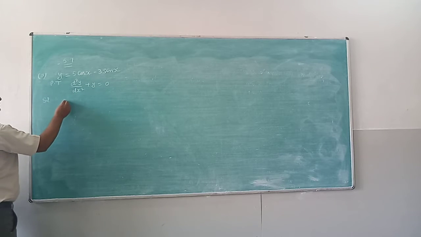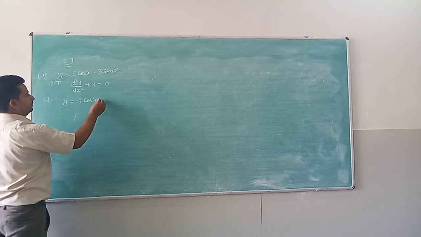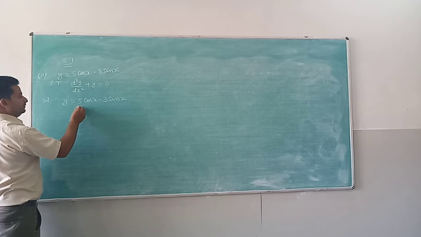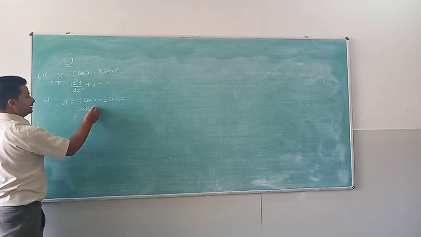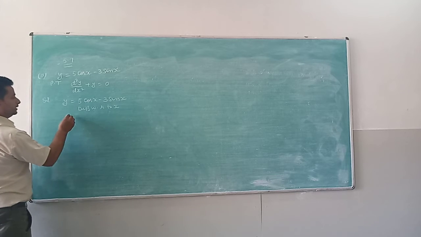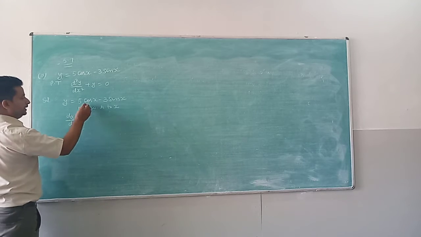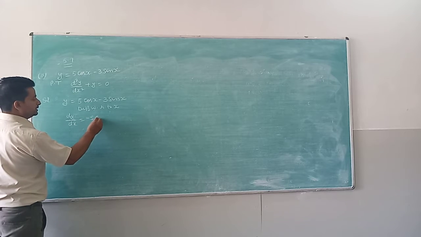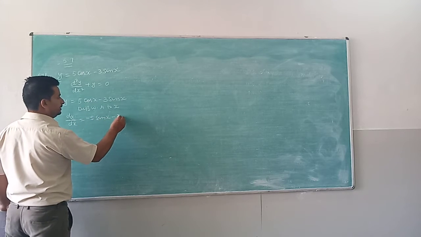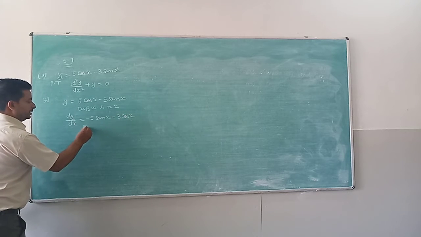For this, y is equal to 5 cos x minus 3 sin x. First we differentiate this with respect to x. For this, dy upon dx equals minus 5 sin x minus 3 cos x. Differentiation of cos is minus sin and differentiation of sin is cos.